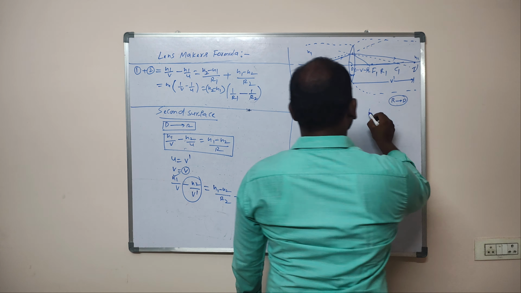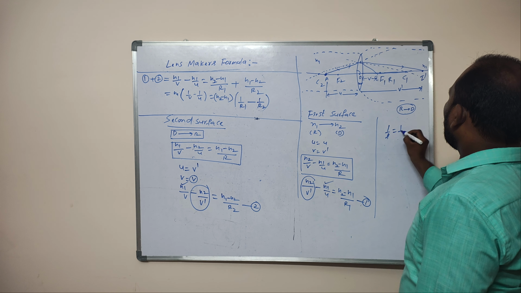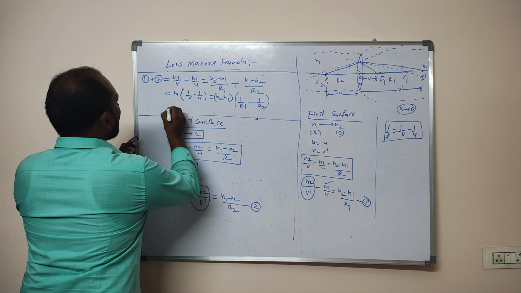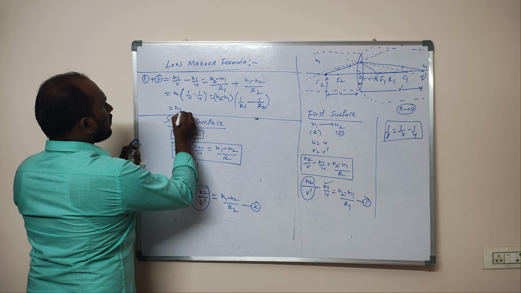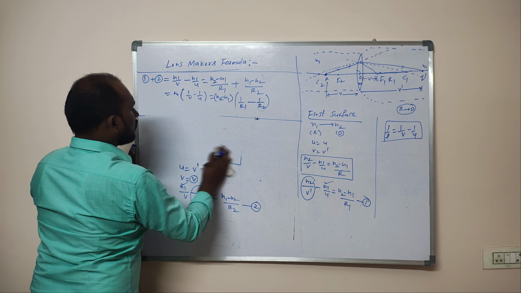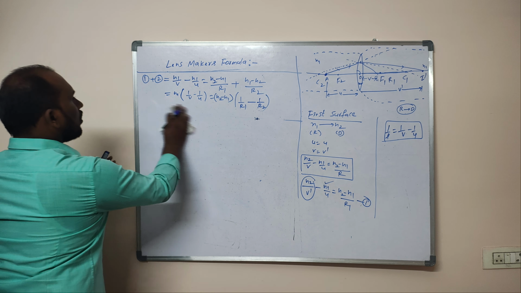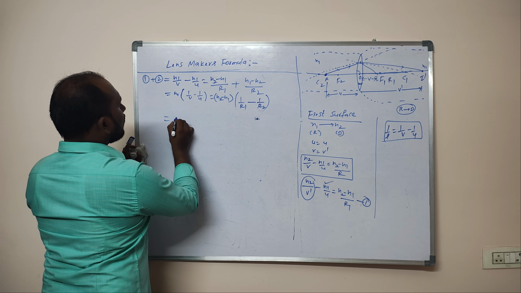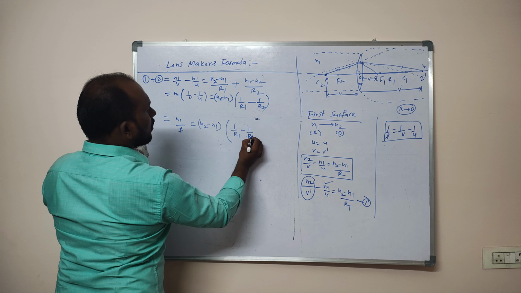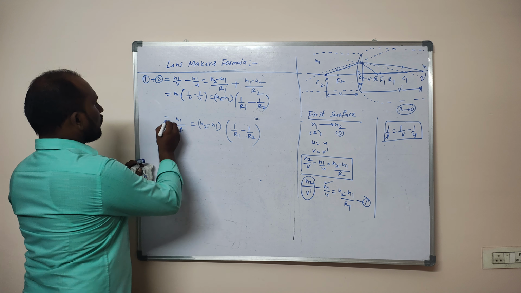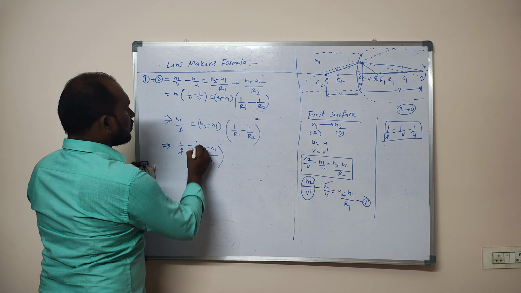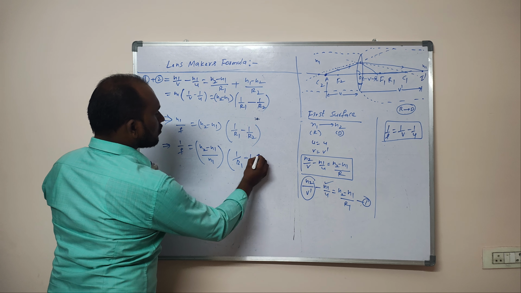So we know that 1 by v minus 1 by u is the lens formula. What is the lens formula, guys? 1 by f. What is the lens formula? 1 by v minus 1 by u. We have to substitute this value directly here. So n1 by f is equal to n2 minus n1 into 1 by r1 minus 1 by r2, guys. We want 1 by f, so according to the formula, 1 by f is equal to n2 minus n1 by n1 into 1 by r1 minus 1 by r2.